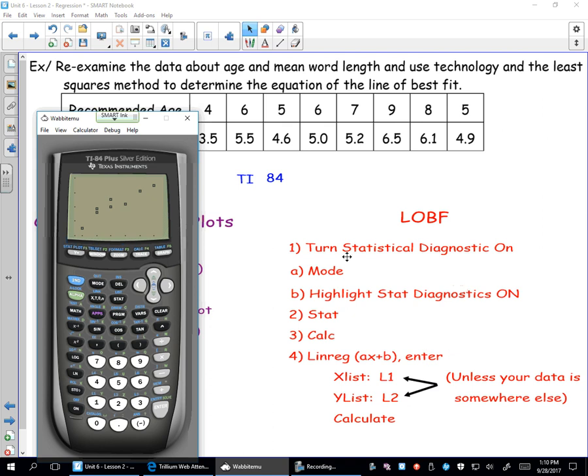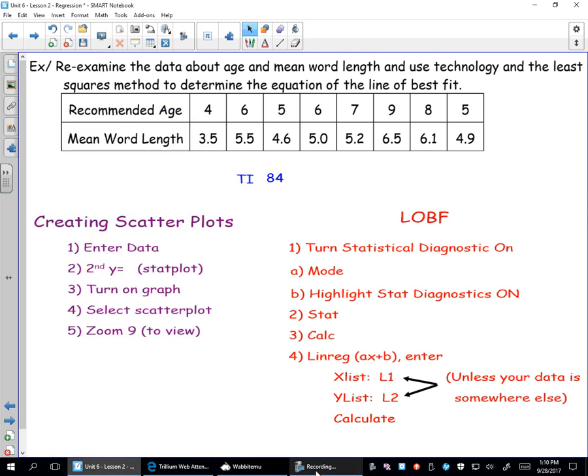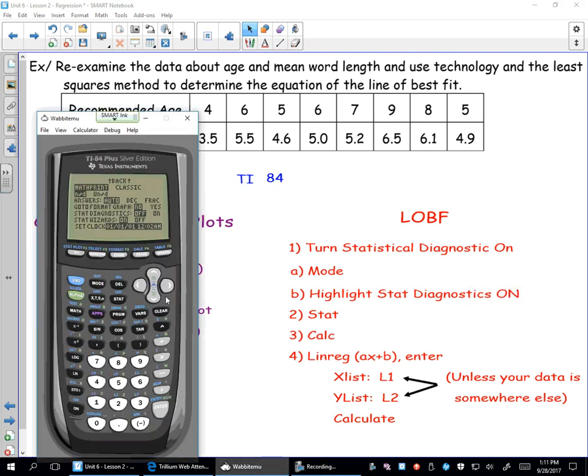And to find our line of best fit, the first thing I need to do is turn my statistical diagnostic on. When you clear the memory in your calculator, it always turns this off. So the first thing I have to do is go to mode, and then go right to the bottom, way down here. And it says stat diagnostics. It's turned off. We want to turn it to on, so we're going to highlight on. We need to do this when we do a scatter plot regression analysis. Make sure you turn it on.